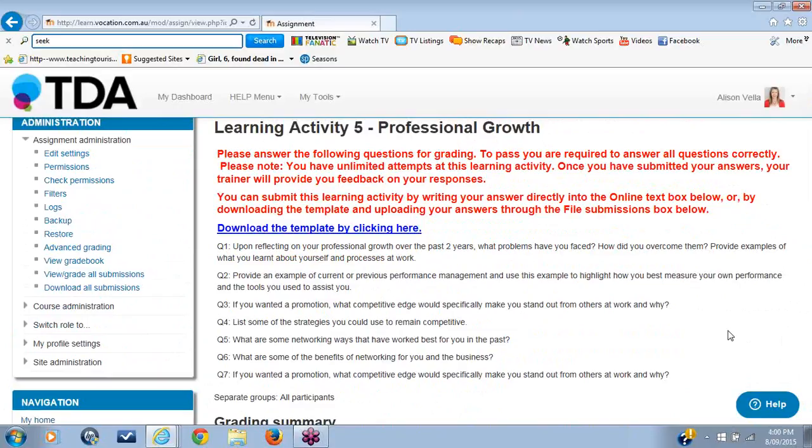I really like this question. I think it's a really nice question. After you've read through all the material and you've gone through the last 4 learning activities, it's really nice to sit down and say, well, let me think about the last 2 years in terms of my career, in terms of my professional growth.